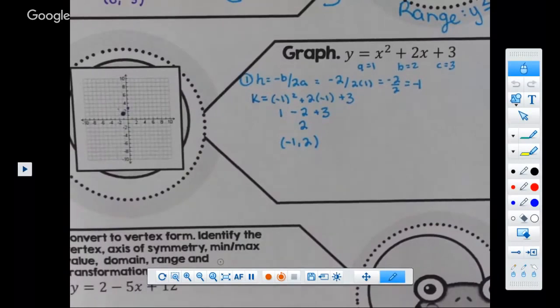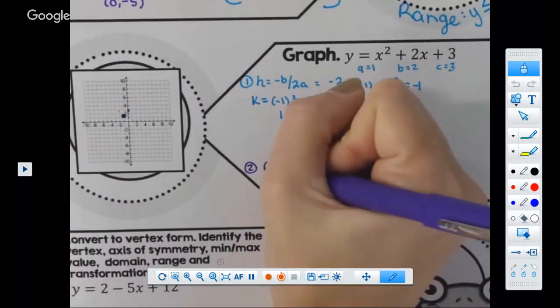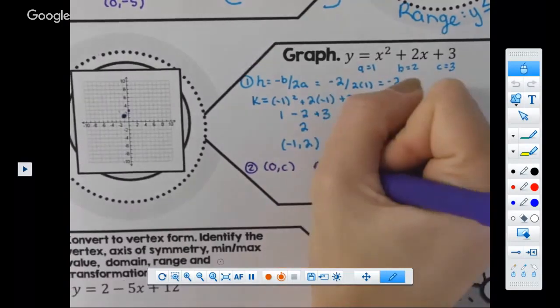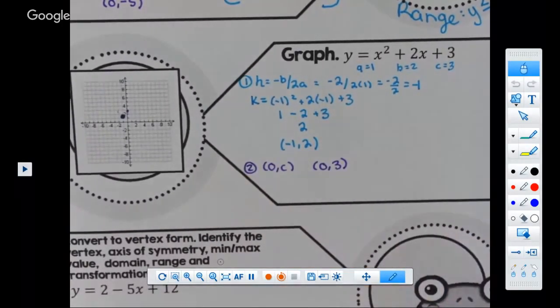Let me get my little color. Okay, then we find the intercept. So I need the point 0, C, which is 0, 3. Okay, and just to reiterate, because maybe I wasn't clear, the C that I get comes from this right here. I didn't point to it last time, but this C is what we use. So we get 0, 3.